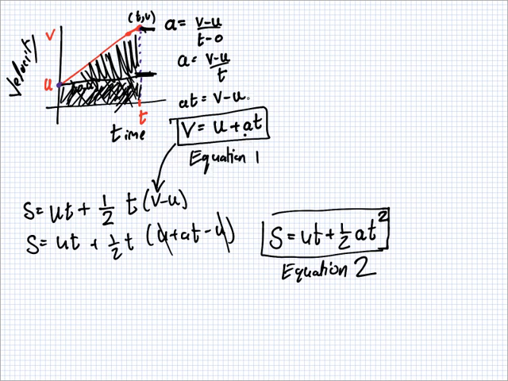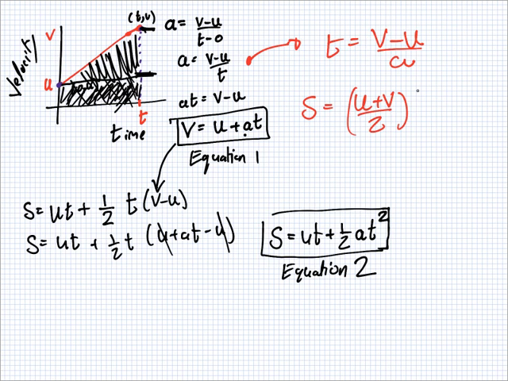For the next and final equation, I'll take this line here and just change that into T equals V minus U over A. Okay? And then we have the equation S equals, I think we said, U plus V over 2 times T. That was equation 0. And then I'm going to put that in there for T. So now I have S equals U plus V over 2 times V minus U over A.